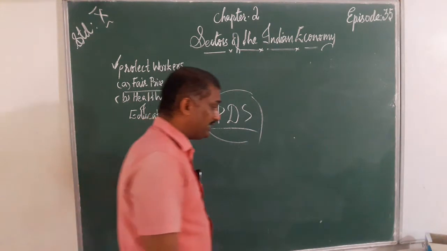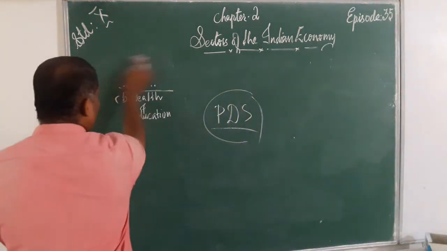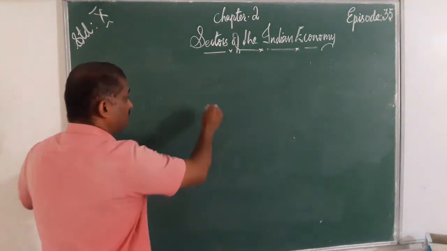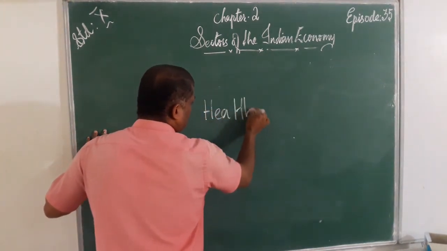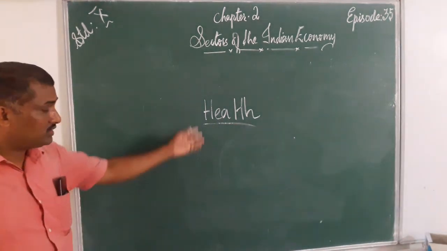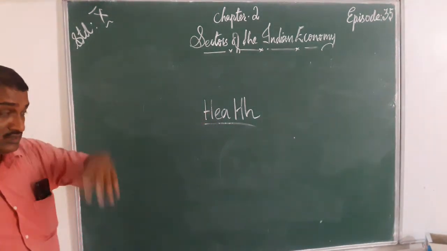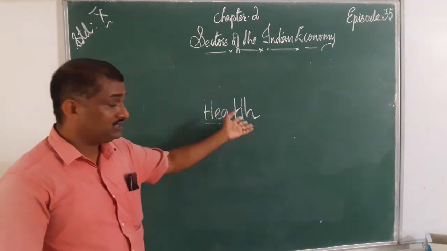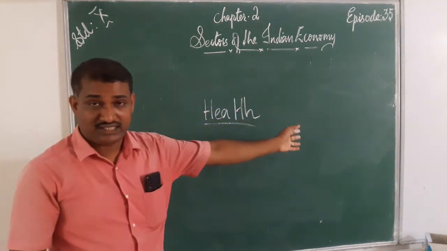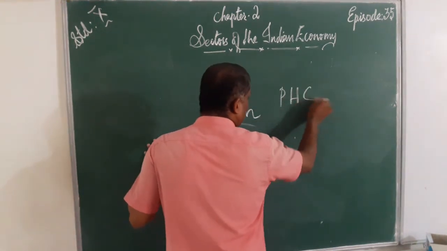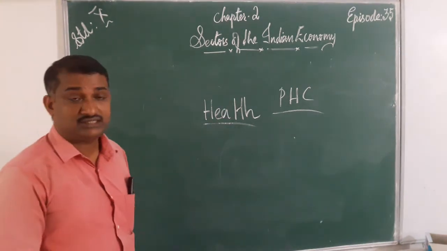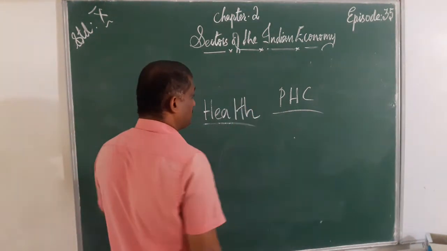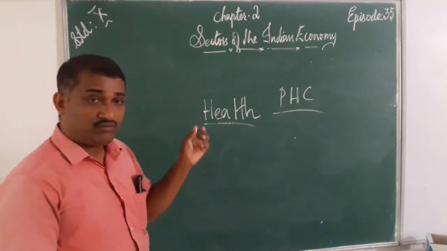Next, the government is giving importance to health. Health is very important. Even though all these things are there, without health nobody can work. So the government is giving more importance to health facilities. That is why WHO says that health is wealth. For the improvement of health, the government has implemented many plans and projects. You know there are government dispensaries, government hospitals, and primary health centers, PHC, which were established in rural areas by our government. Without health, nobody can acquire money, nobody can live well.